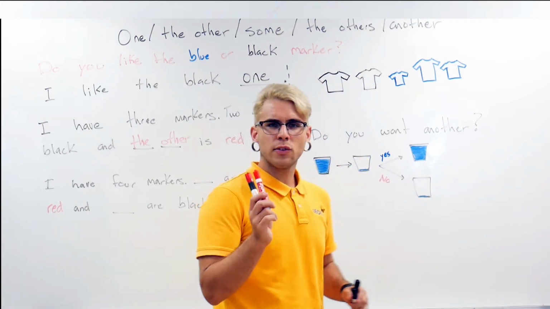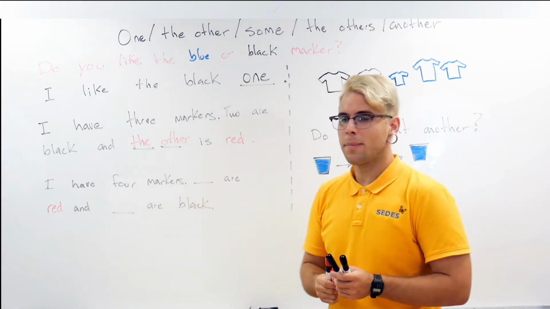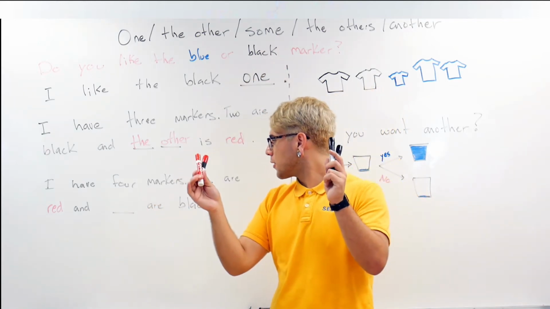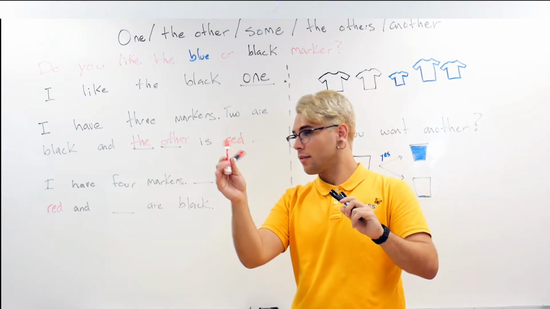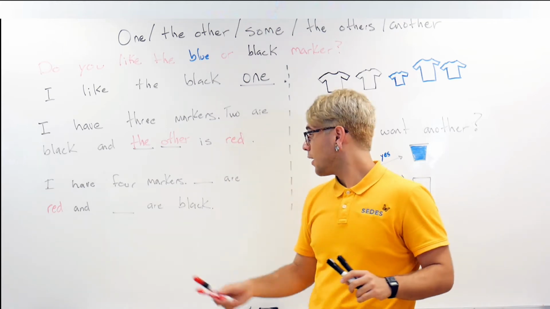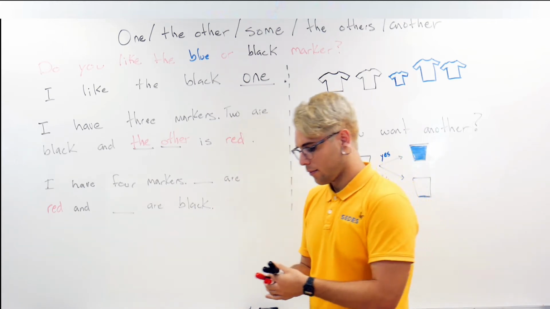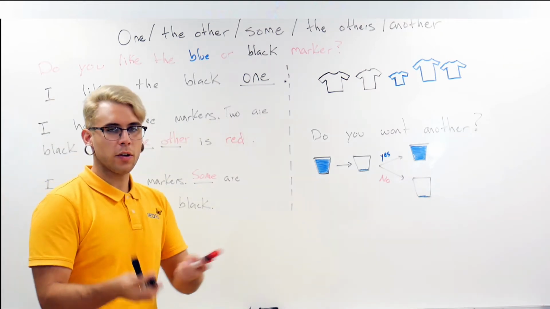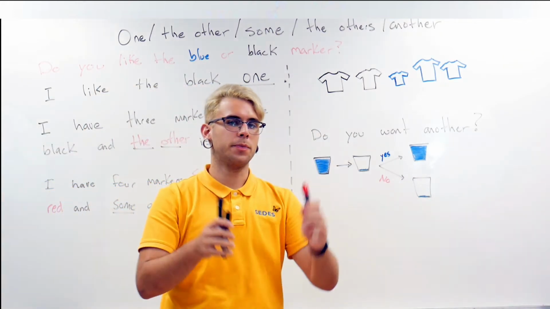And another just means one more. So the only word that makes sense is some. I have 4 markers. Some are red, so that we have 2, more than 1, and some are black. And again, we use some because they both have more than 1 each. So it's 2 and 2.